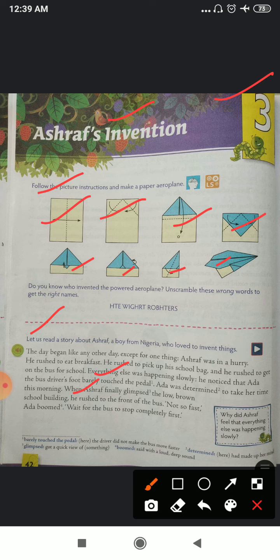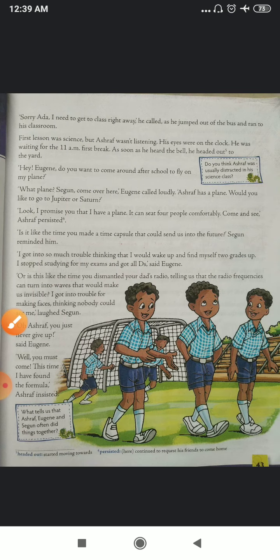Ada boomed. Boomed means she said it with a loud and deep sound, "No, not so fast. Wait for the bus to stop completely first." Right? Now, next.